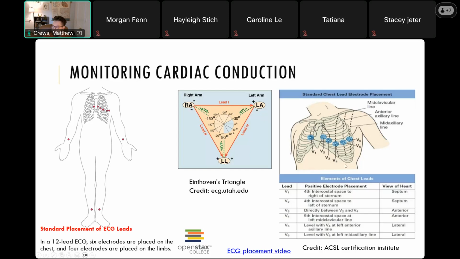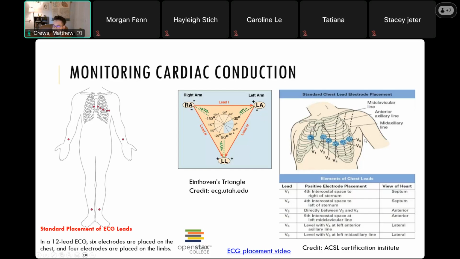V2, V3 are anterior views of the heart. So you're looking this way, kind of. And then V5 and V6, you're looking laterally at the heart. So that can tell you what's going on in the posterolateral part of the heart.